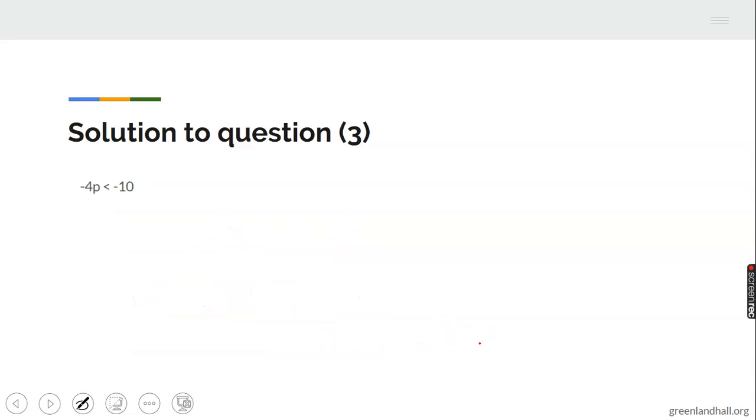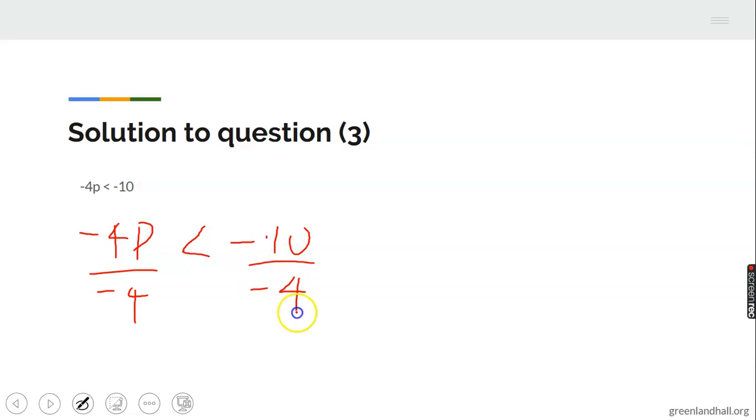Then on question 3, you have minus 4p less than minus 10. You are looking for p. So just divide both sides by minus 4. Minus 4p over minus 4 less than minus 10 over minus 4. And this will give you p. Since you are dividing by a negative, that will be greater than. So that will be 5 over 2. So that is p is greater than 5 over 2.